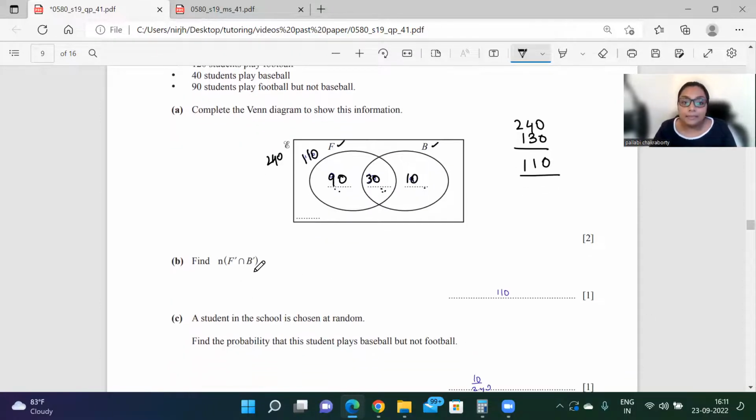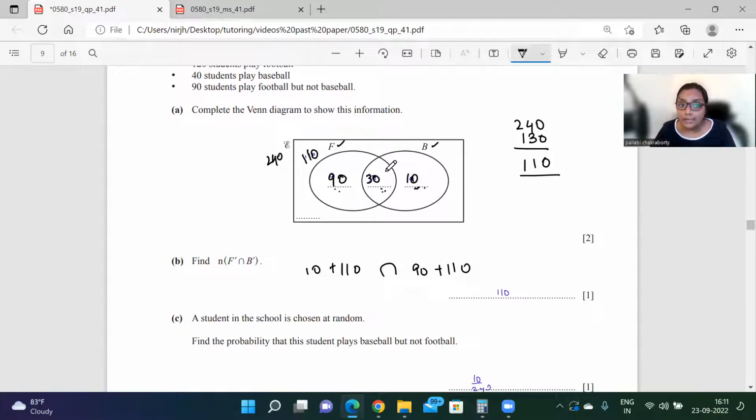Now you have to find the set which is not F. F complement means not F. So which are the parts which are not F? We have 10 over here of baseball, right? So we have 10 and also we have 110, right? Which is not F, intersection not B. So which are the parts which are not B? We have 90 and we have 110.